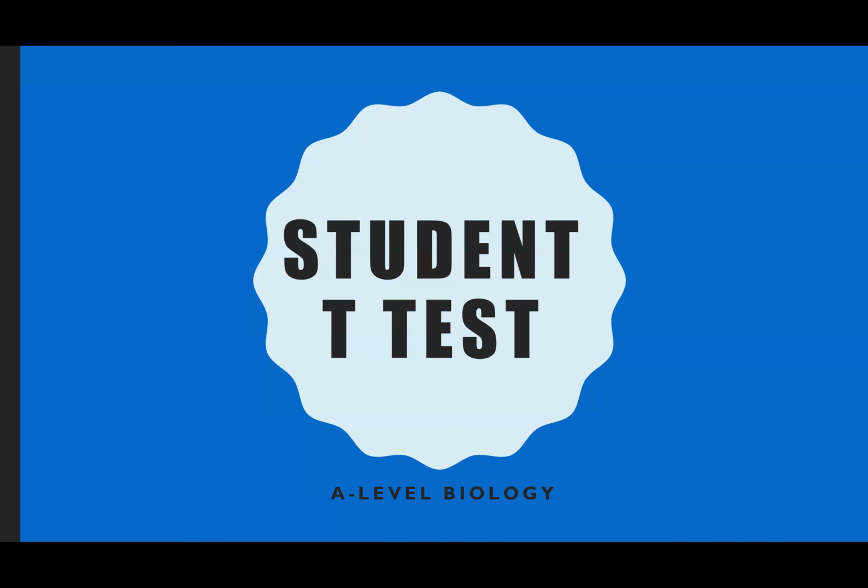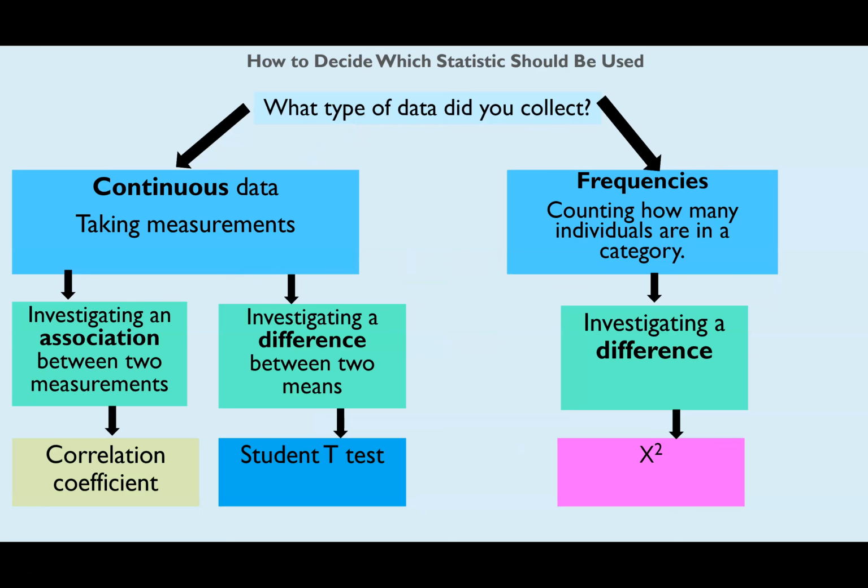This video is going through the statistic, the student t-test. So if we have a look at the flow diagram first of all, showing the three statistics that you need to know for A-Level Biology, there's correlation coefficient, the student t-test and chi-squared. And in this one, we're just going through the student t-test.